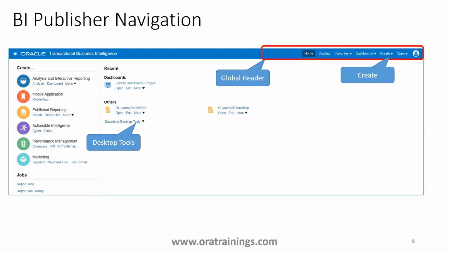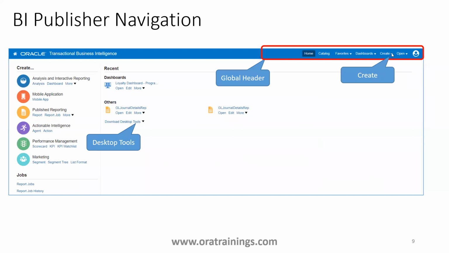Now, coming to the navigation. Once you navigate to BI Publisher, you may come across this particular screen, and it may be a little bit different based on the version, as we are working with BIP with a Fusion application. So this look and feel can be a little different from the independent analytical solution. Okay. Here we see what we call the global header, where we can see the home, catalog, and all these buttons. And you can see the create button here.